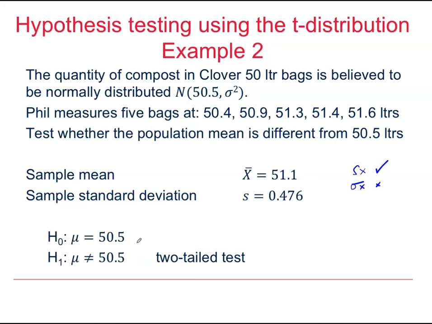This is not the correct calculation for the sample standard deviation. The null hypothesis then is mu equal to 50.5, and the alternative hypothesis is the not equals to case, which means we will be dealing with a two-tailed test. You should notice though that the sample mean 51.1 is greater than the null hypothesis value. So therefore, the workings that we do are more similar to the greater than case.